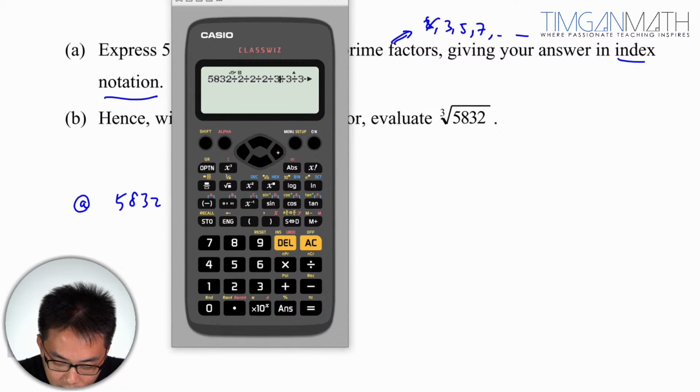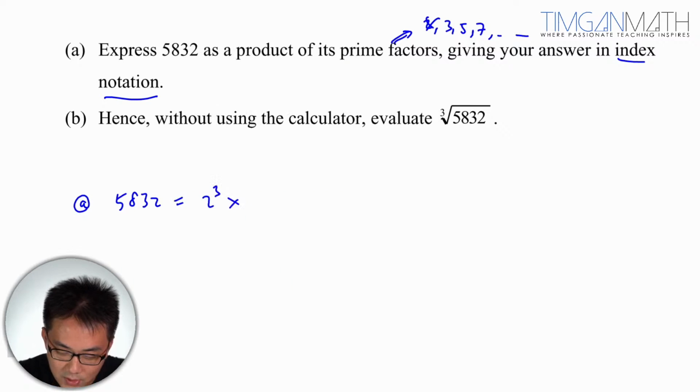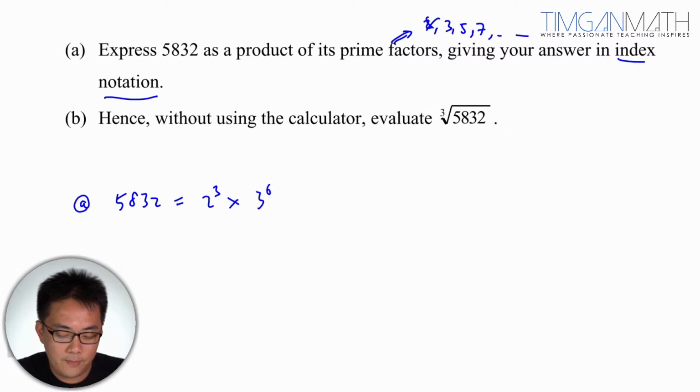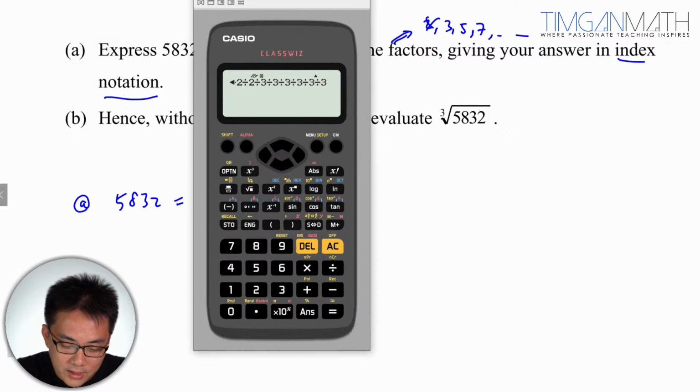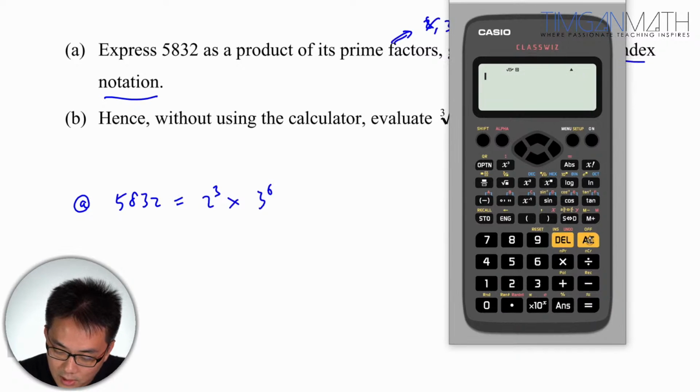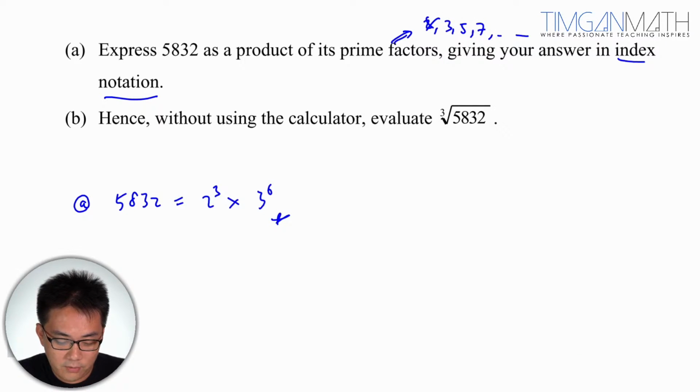After which we have 1, 2, 3, 4, 5, 6. Again, 1, 2, 3, 4, 5, 6. So this is 3 to the power 6. Okay. What you need to do is obviously just put it in the calculator and check whether your answer is correct. You just check, there's no harm. So this is correct. So this is how you prime factorize 5832.